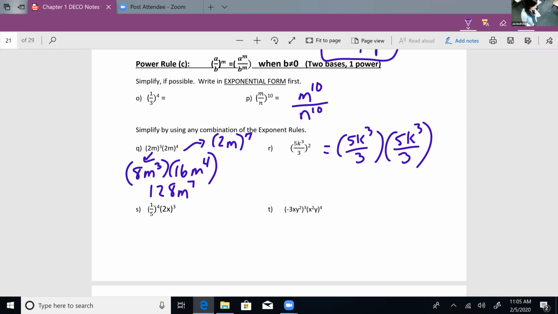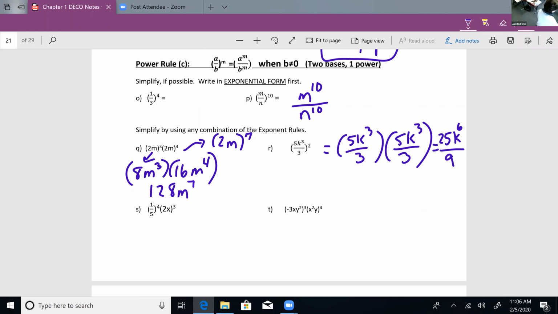We'll do it this way. You guys tell me what you think this would be. 25. So 25k to the 6th power on top over, what's on the bottom? 3 times 3 is 9. Okay, perfectly okay to do that.